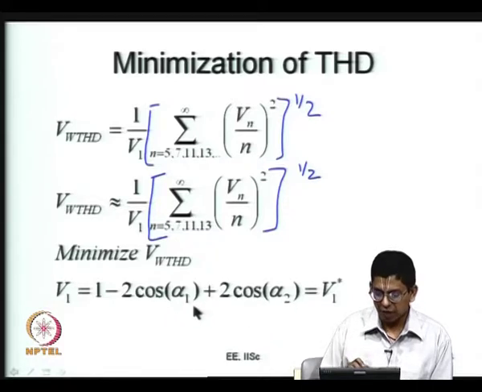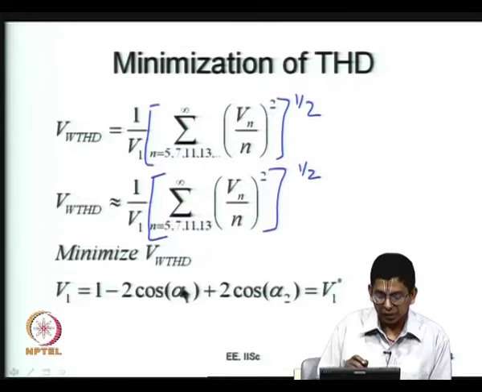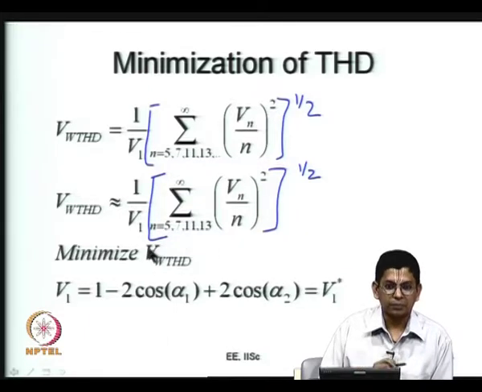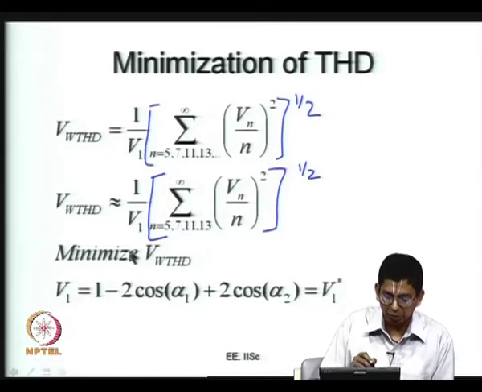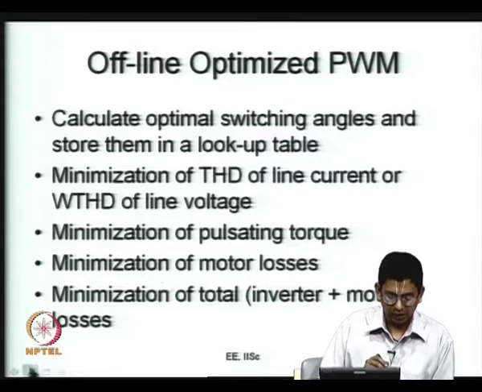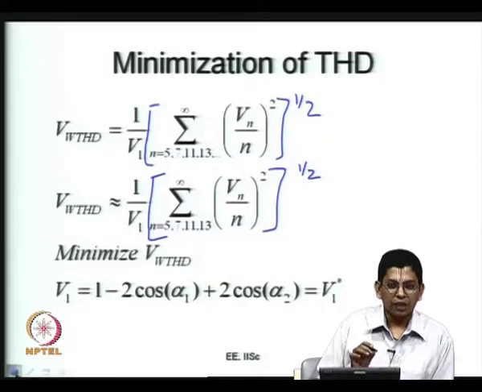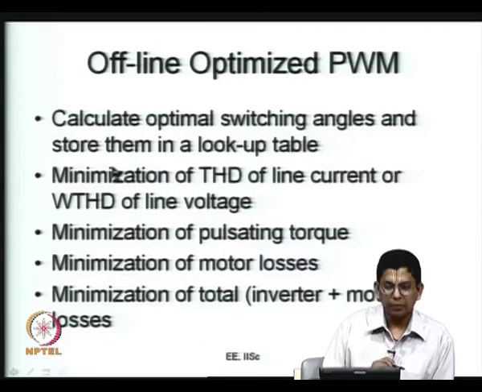Now, you choose your alpha 1 and alpha 2 such that they guarantee the required fundamental voltage. At the same time, they minimize this weighted THD. That is, you look at the entire set of all possible values of alpha 1 and alpha 2 which will give you the required V1 star, and you choose that particular value which gives you the minimum amount of weighted THD. That is what is called offline optimal PWM.